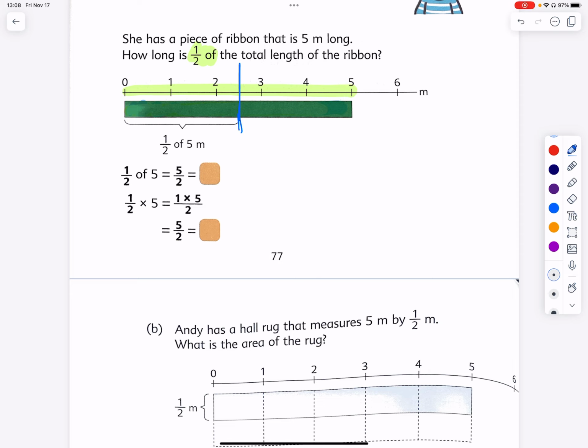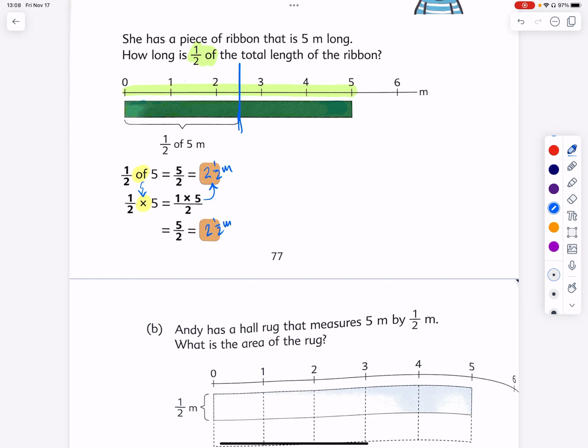So watch mathematically how it works out. A half of 5 is the same thing as 1/2 times 5. A half of 5 in mathematics translates to take a half of 5 meters, or take 5 and divide it into 2 equal parts. And again, mathematically, we work out to be the same, 2.5 meters.